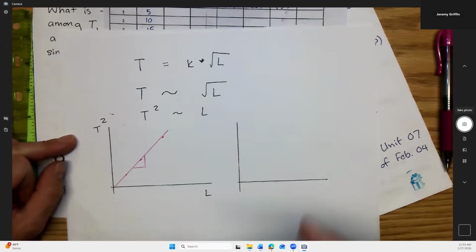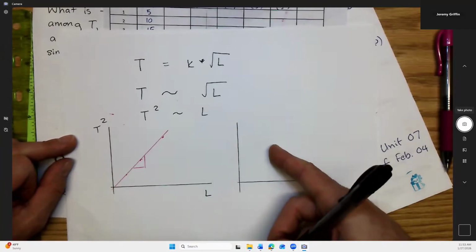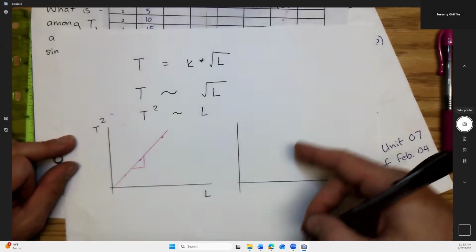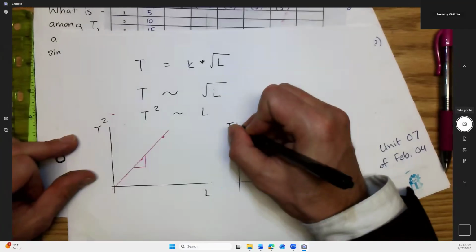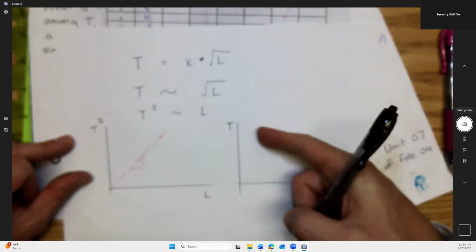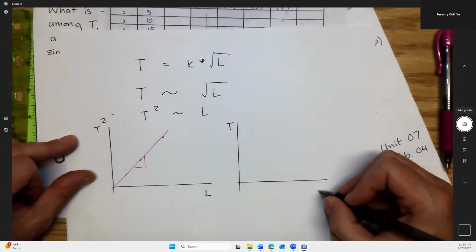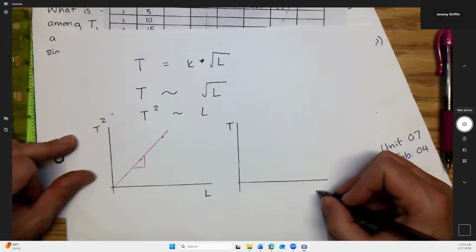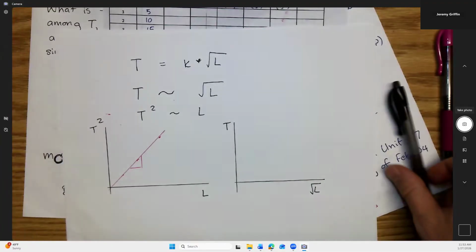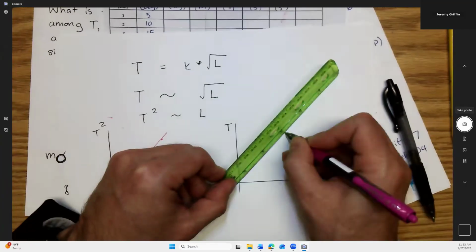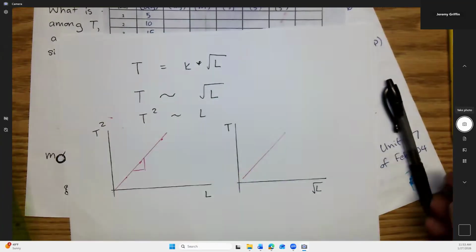You're squaring all your times, because I'm about to get those from Richard, and we're going to make a new graph. Now, another way to also linearize the graph, you could have done, guys, could you do T versus the square root of L? Would that also linearize? Yeah, it sure would.